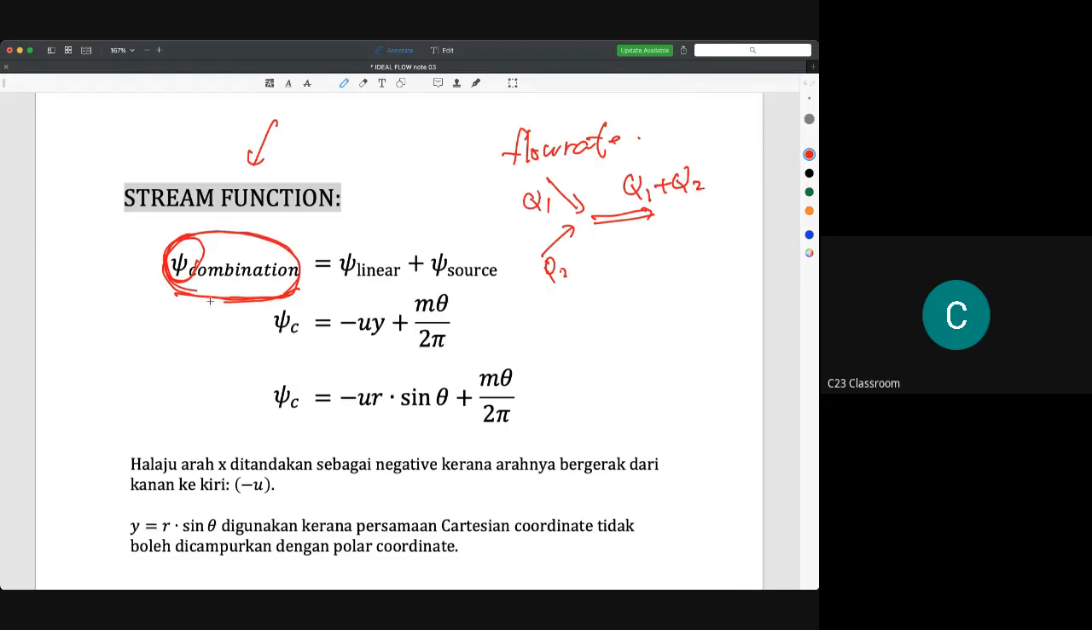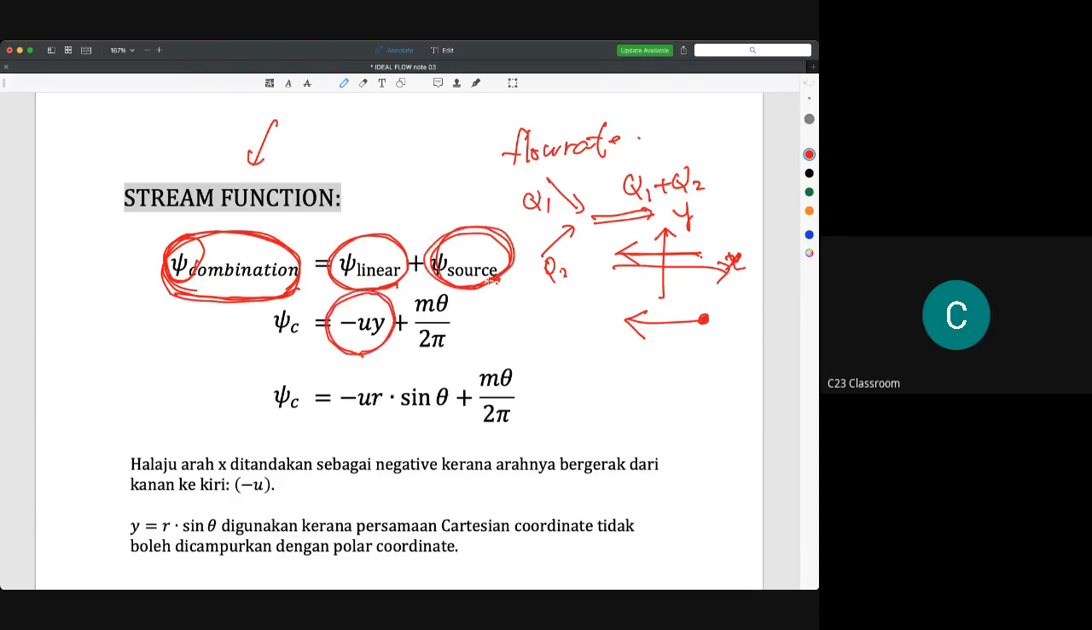So, to get the psi combination here, you need to add all the stream functions. We have two of them. We write the linear stream function plus the source stream function. When the linear flow moves from right to left, with the X axis here and Y axis here, it reflects a negative direction, so we have negative uy, and source. Together they give the basic flow pattern.